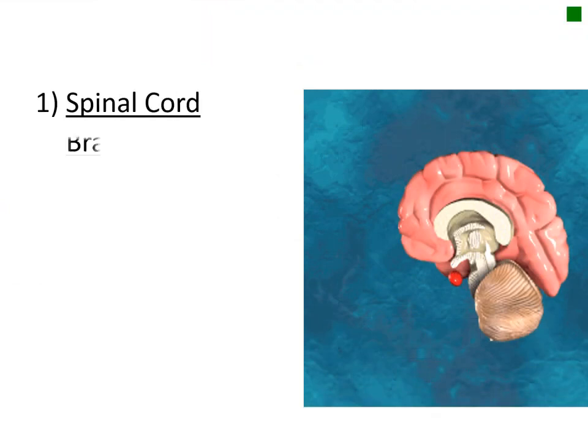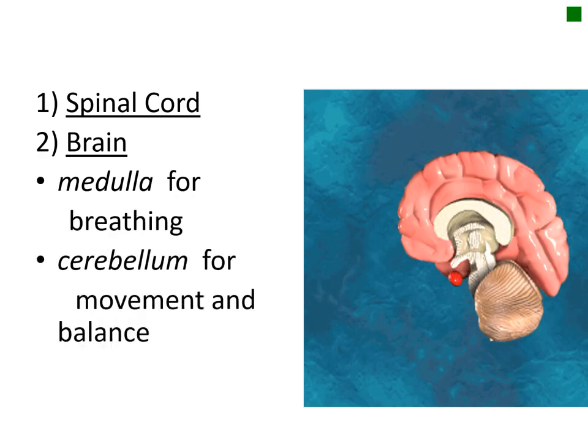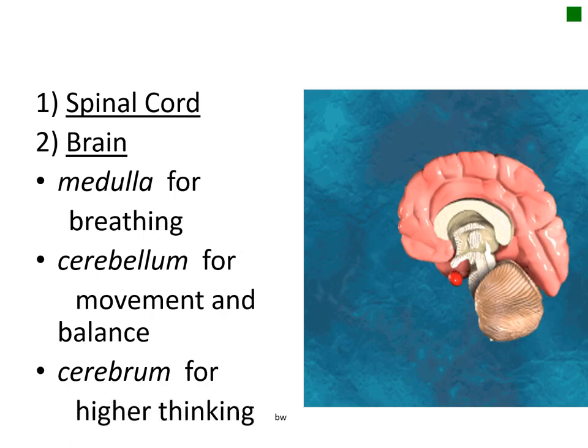Here is the spinal cord, the first part. Of the brain, the medulla is mainly for breathing, the cerebellum is for movement and balance, and the cerebrum is for higher thinking. This is the medulla oblongata, the cerebellum, and the large part is the cerebrum.